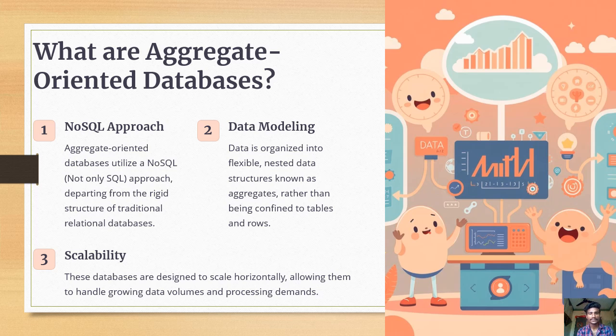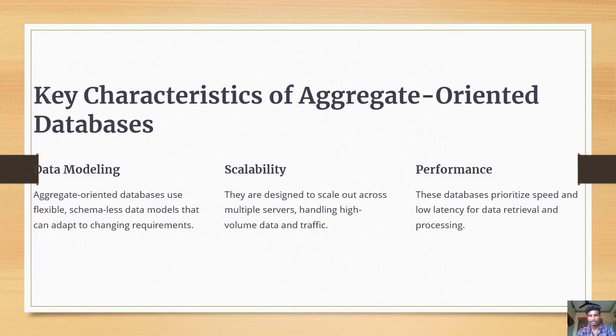What are aggregate-oriented databases? There are three: NoSQL approach, data modeling, scalability. In the NoSQL approach, aggregate-oriented databases utilize a NoSQL approach, departing from the rigid structure of traditional relational databases. In data modeling, data is organized into flexible nested data structures known as aggregates rather than being confined to tables and rows. In scalability, these databases are designed to scale horizontally, allowing them to handle growing data volumes and processing demands.